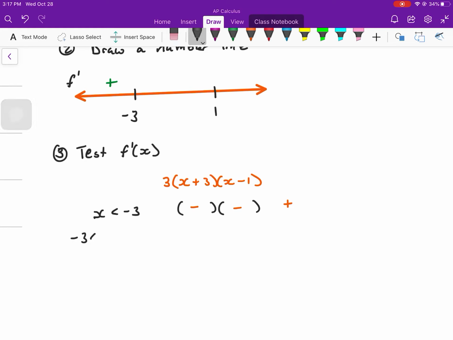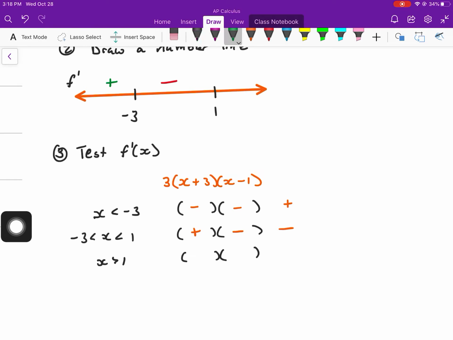Okay, what about between -3 and 1? What's the number between -3 and 1? 0. 0 plus 3 is positive. 0 minus 1 is negative. Positive times a negative is negative. So it's negative on that interval. Then last, to the right of 1, if we plug in a number to the right of 1, 2. You can use 1.1. You can use a million if you want to. Point is, 2 plus 3 is positive. 2 minus 1 is also positive. So we'll get positive times positive, which is positive.